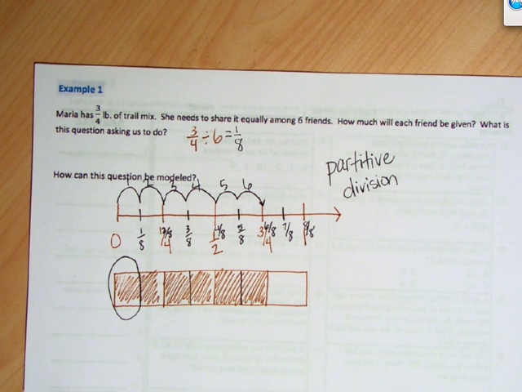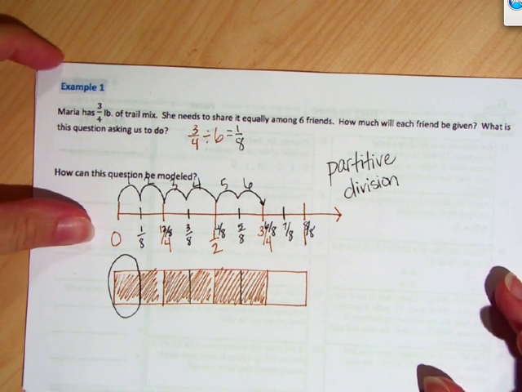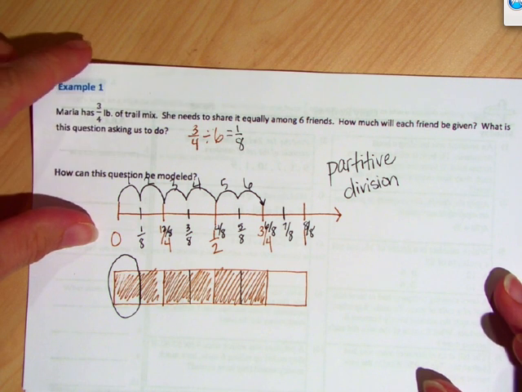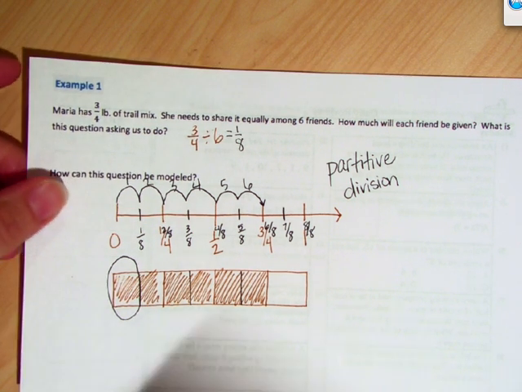So this is partitive division. It is when we're given an original amount and we're told how many parts to make. Partitive division, when we're given a total and told how many parts to make. All right, let's take a look at example 2.